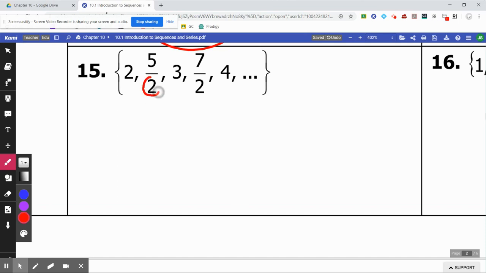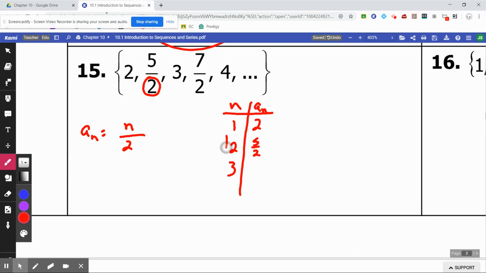Here, notice I'm going to have to be dividing by 2 somewhere. So let's do this. I know that a of n is maybe n divided by 2. Let's do my t-table again, n and a of n. My first term is a 2, so if I divide 1 by 2, I don't get 2. If I divide 2 by 2, I definitely don't get 5 halves. But let's focus on this one to try to get my rule.